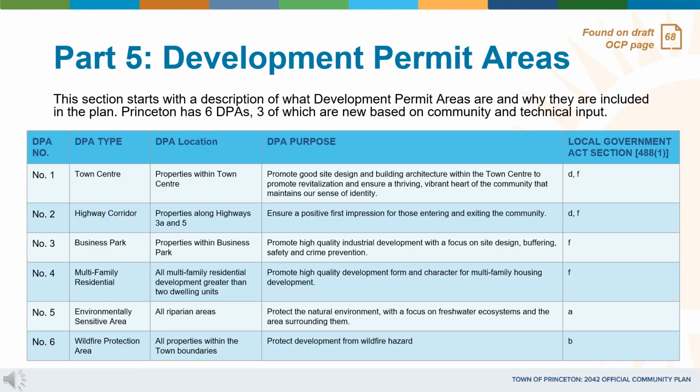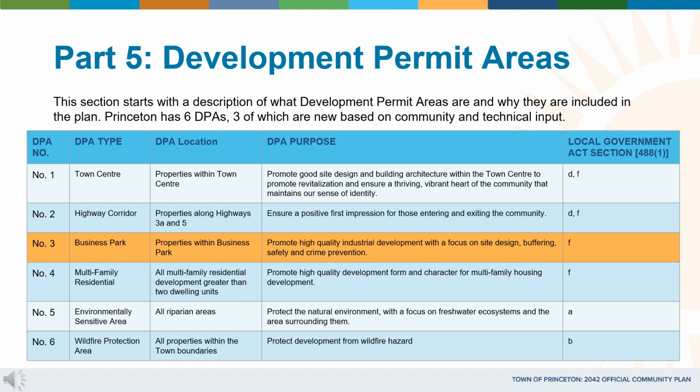Part 5, Development Permit Areas, is found on draft OCP page 68. This section starts with the background, providing information on what DPAs are and why they are included in an OCP. Princeton has 6 DPAs, 3 of which are new based on community and technical input. Further, this table has been added to help make this section more user-friendly to the public, to allow the reader to easily identify the sections in the Local Government Act each development applies to.